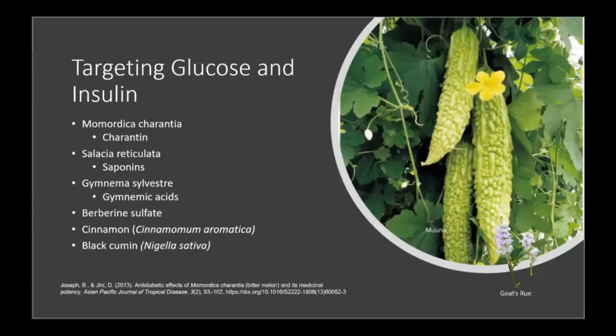You throw it in a smoothie. It's really good for just helping the blood sugar. Momordica being one of the top herbs with the charantin, Salacia, the saponins, and then gymnemic acids. Berberine sulfate, which is extracted from coptis or synthesized now, but it can also come from barberry. But berberine itself, really helpful in a formula.